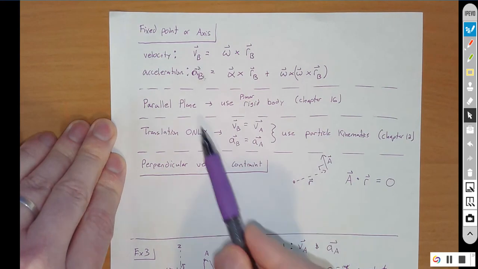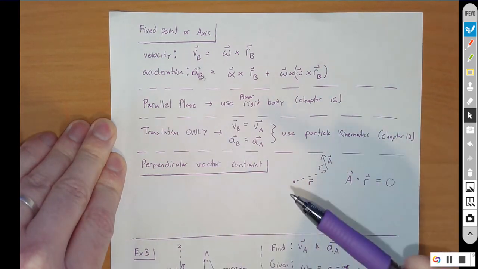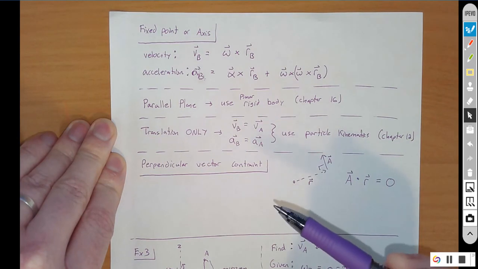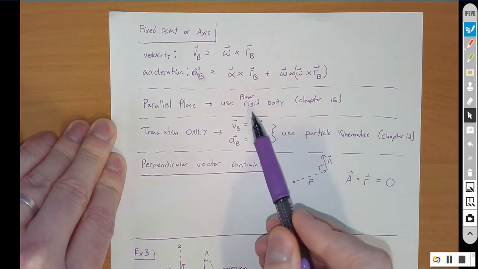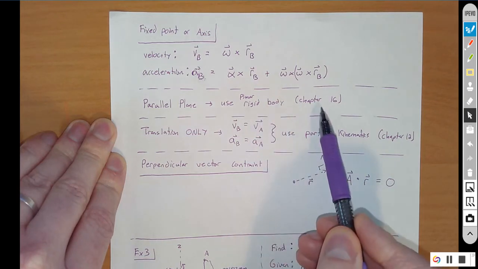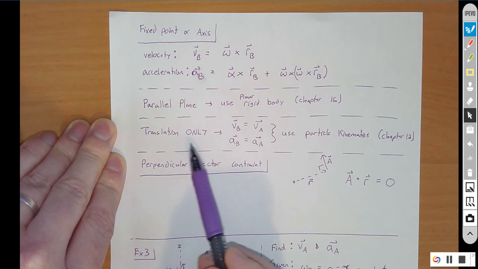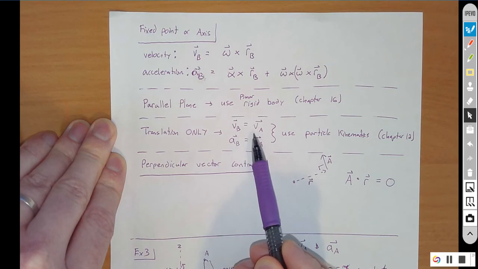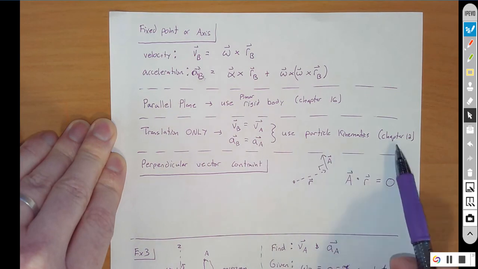If you have parallel plane motion, think like a clock on a wall: you have a bunch of gears in the back turning some arms in the front, so you have motion in different planes. Well, that's all parallel to one another, so you can just use planar rigid body motion. That's chapter 16 stuff. If you're told that the body only translates and doesn't rotate, then velocity B is equal to velocity A and acceleration B is equal to acceleration A. We have no rotation, so this becomes particle kinematics, so you can go back to chapter 12 for this kind of problem.